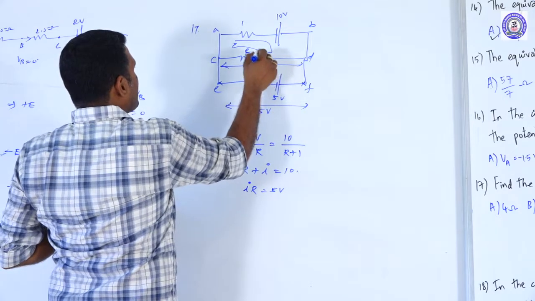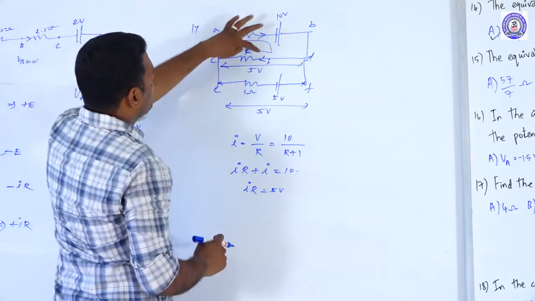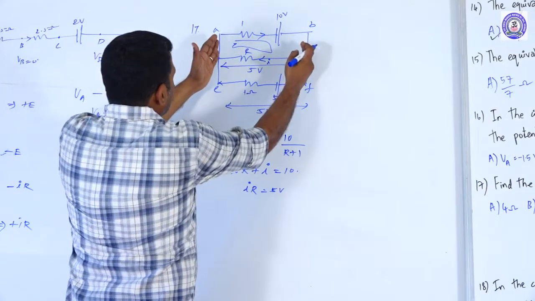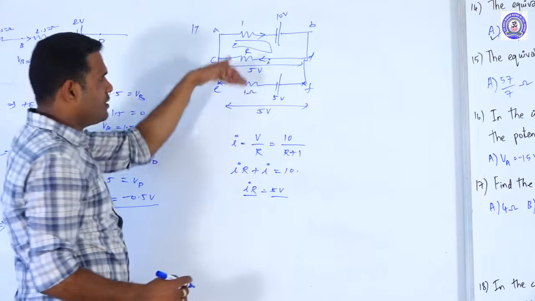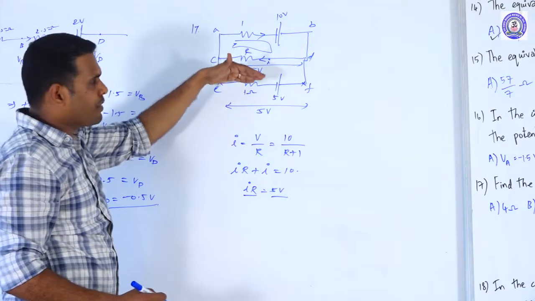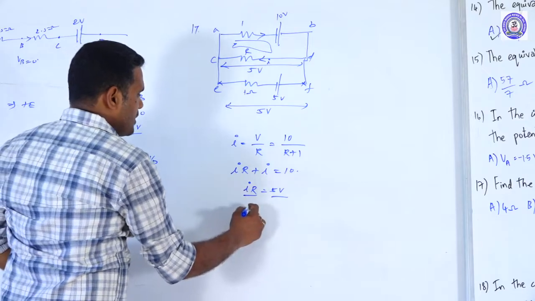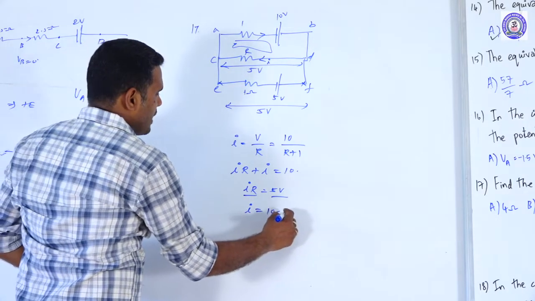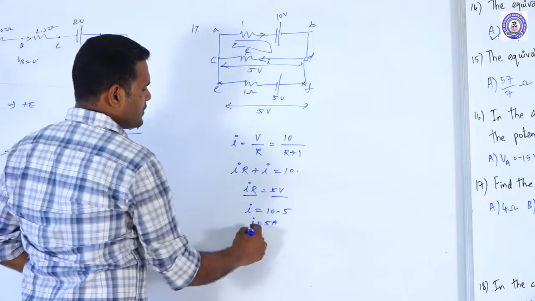Actually, I, the current flowing through this path, into R. Potential difference is already given as 5 volt. So IR is 5 volt. From the diagram, we are getting the data. If this is 5 volt, this is also 5 volt. IR is equal to 5 volt. If I substitute for IR equals 5 volt, it is 10 minus of 5. This is 5 ampere. I equals 5 ampere.